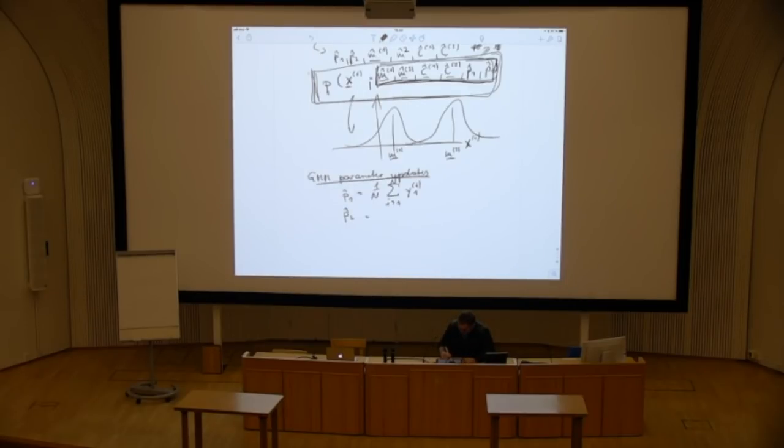Similar for the cluster probability 2, you sum the degrees of belonging for all data points that they belong to cluster 2 and normalize by the number of data points.